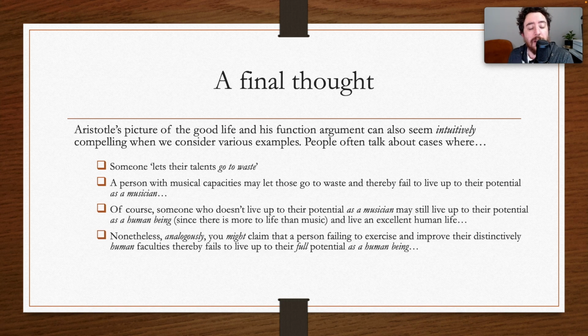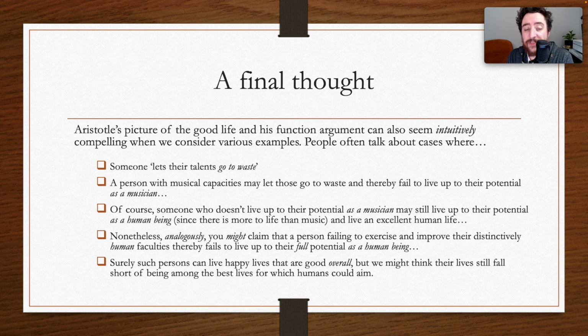But nonetheless, analogously, we might worry that a person failing to exercise and improve their distinctively human faculties would thereby fail to live up to their full potential as a human being, just like the musician failed to live up to their potential as a musician. Of course, persons that fail to live up to their full potential, fail to fully exercise their human capacities, can still live happy lives that are good overall, but we might think that their lives still fall short of being among the best life that humans could aim to achieve.